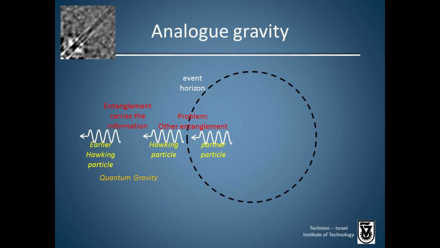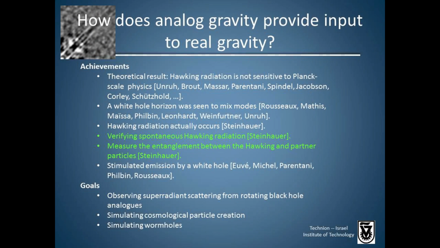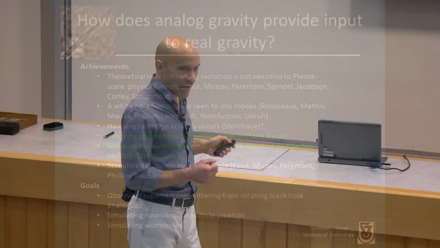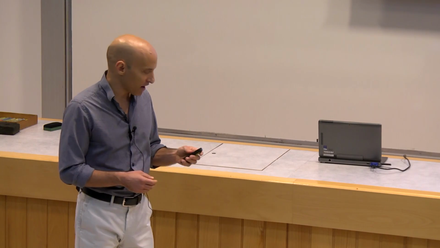So now, how can analog gravity help with all of this? In the work that I'll be describing today, we can confirm two elements in this discussion. Firstly, that Hawking radiation occurs at all. As you've seen, Hawking radiation is definitely an important element in the discussion of all these issues. So we'll see that Hawking radiation indeed occurs. Also, we'll even see that the Hawking and partner particles are indeed entangled, pointing out that one really does need some solution to this information paradox.